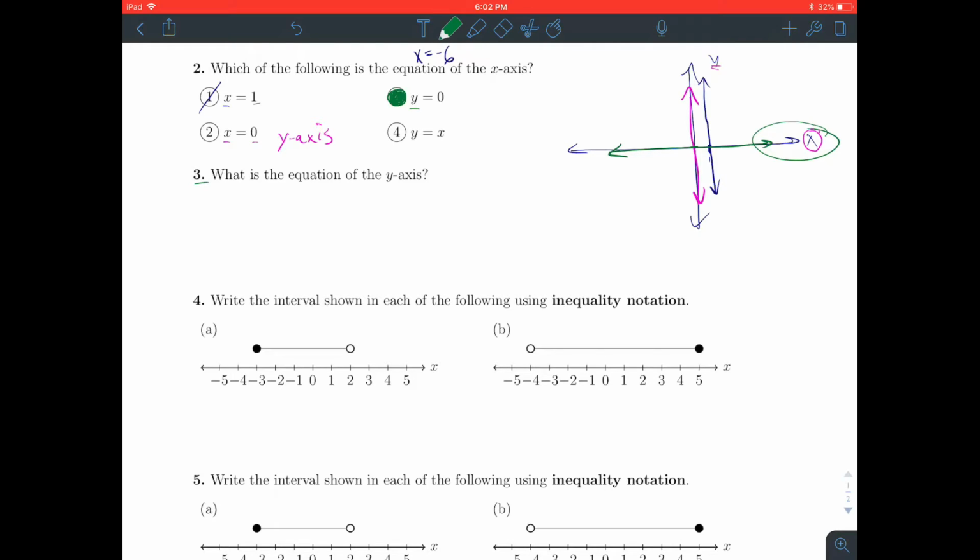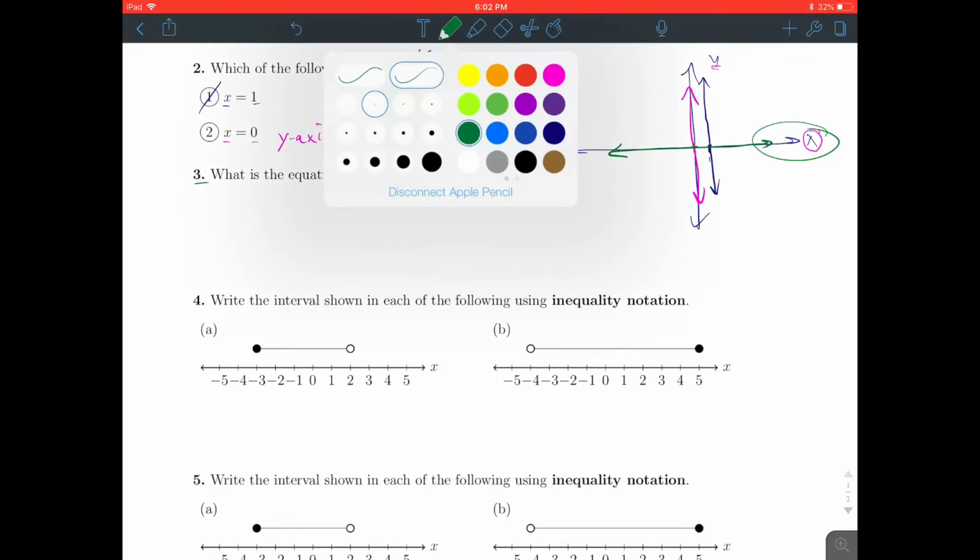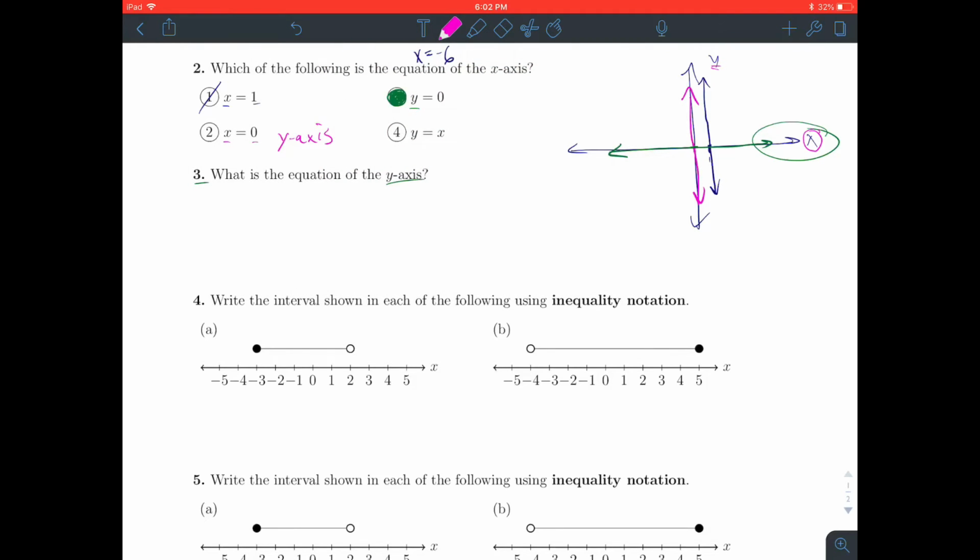Next up, for problem number 3, we've got what is the equation of the y-axis, and I think if you were paying attention before, this answer should be clear, so you figure it out.